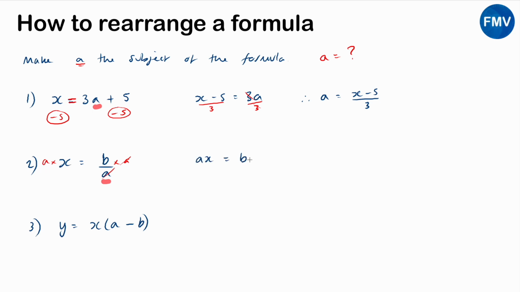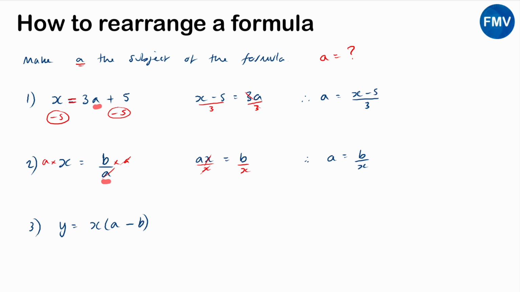So obviously I don't want b, I want a. So I need to get rid of this x from this side. In this case, to get rid of that x, I divide both sides by x. Remember, we're doing the inverse, so they cancel. Now I've got a on its own, so therefore a is equal to b over x.